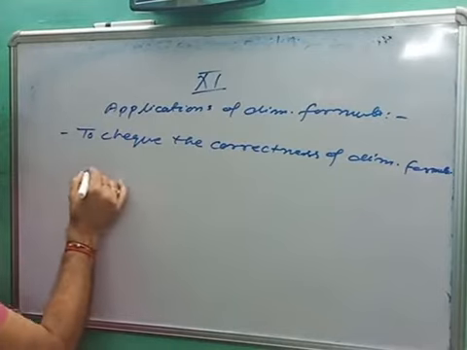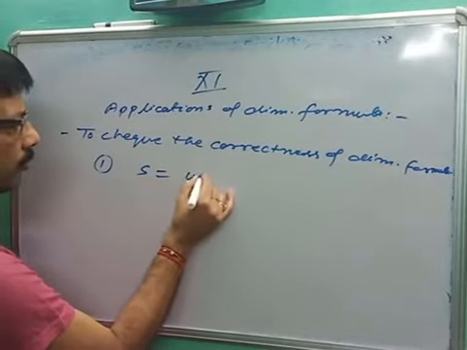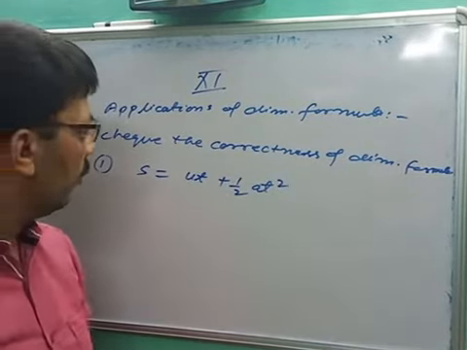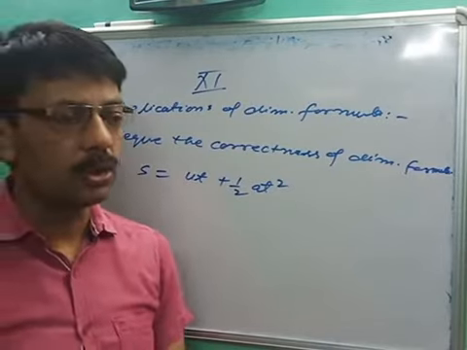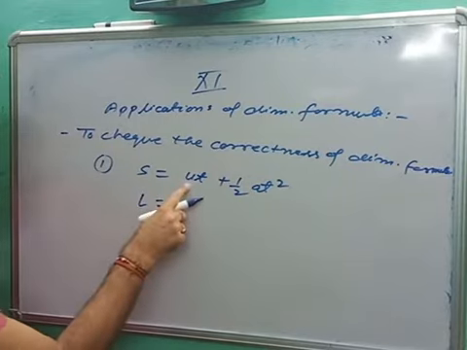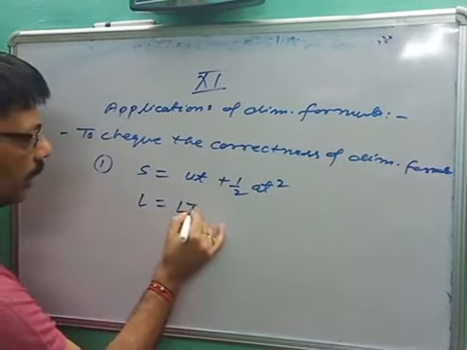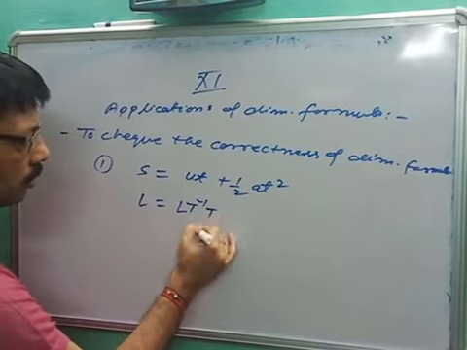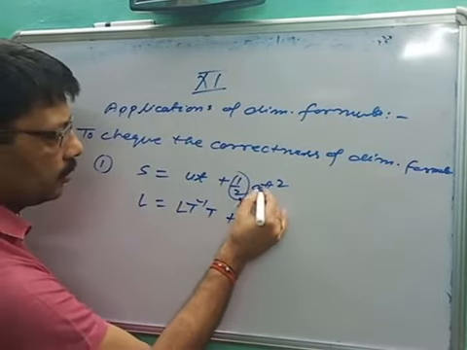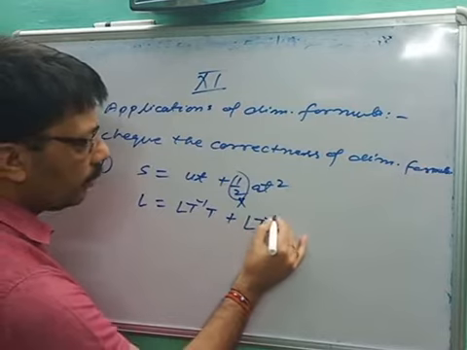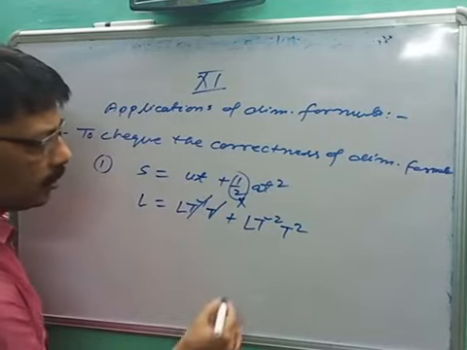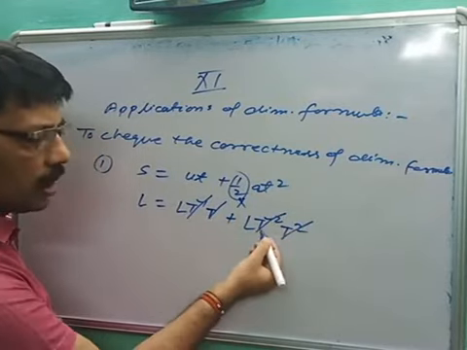For example, let's suppose you are given S equal to ut plus 1 upon 2 at square. This is a 9th class level question and we have to check whether it is correct or incorrect, but you should know the dimensional formula. So S is length, L. u is the velocity, so Lt power minus 1, into t. Plus, 1 upon 2 is not a physical quantity, so it will not be included. A for acceleration, Lt power minus 2, into t square. T power minus 1, t power plus 1 will cancel out. T power minus 2, t power plus 2 will cancel out. T power 0 is equal to 1.